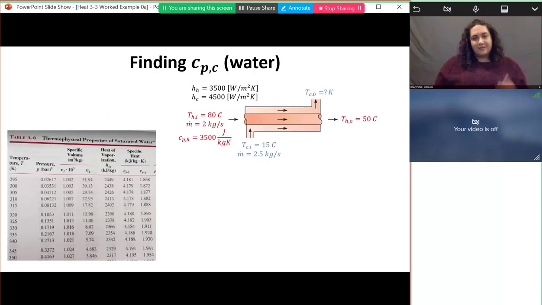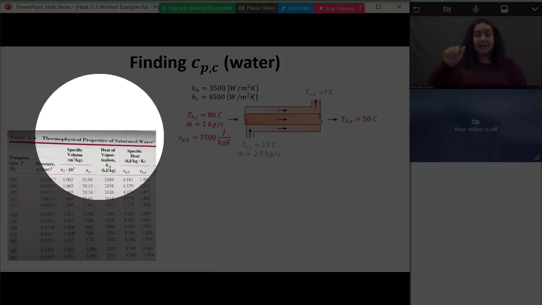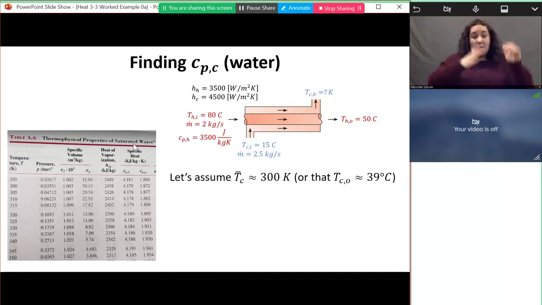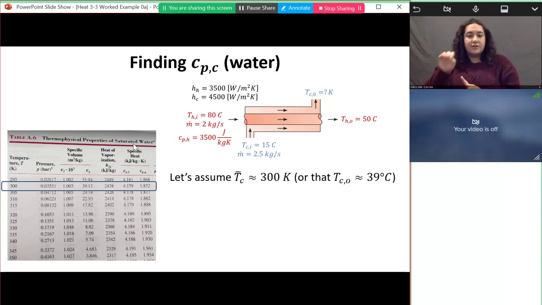In this case, I look at table 8.6, which tells me about properties for saturated water. This is just like we saw last week, where I don't actually know what my average temperature is, so I'm just going to guess. I'm going to guess here that my average temperature is 300 Kelvin, which is the same as assuming that the outlet temperature is 39 degrees Celsius. I picked 300 because it's a line on my table. You could really pick anything here. We'll check it at the end.